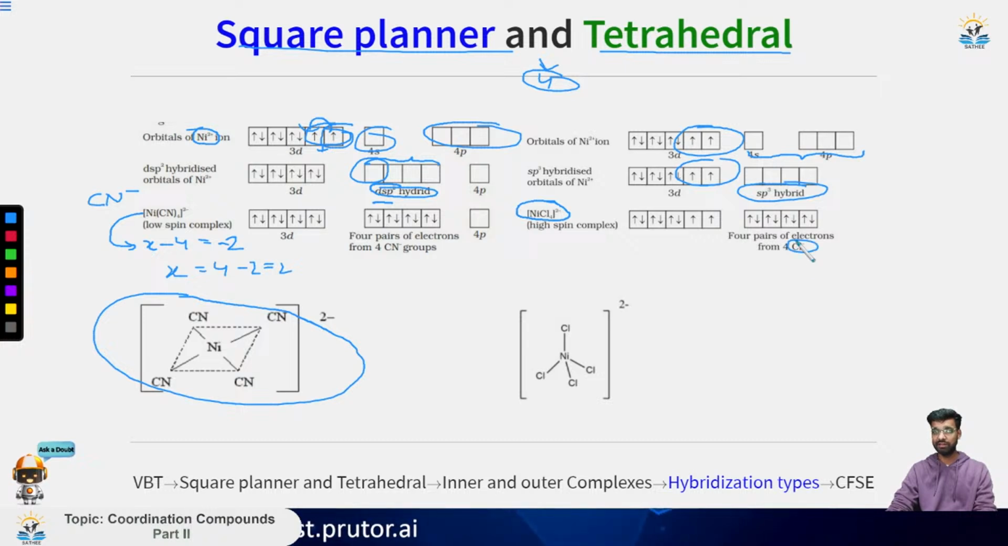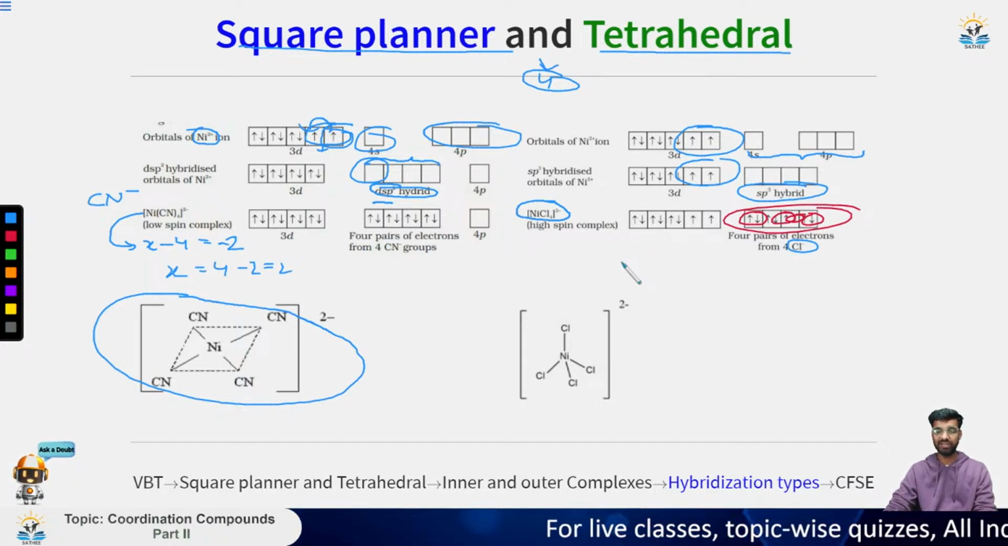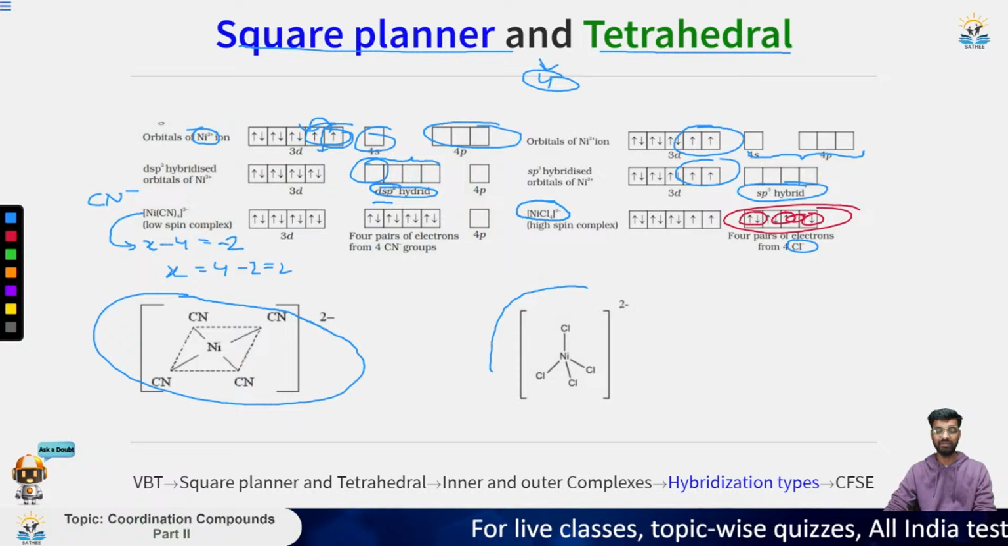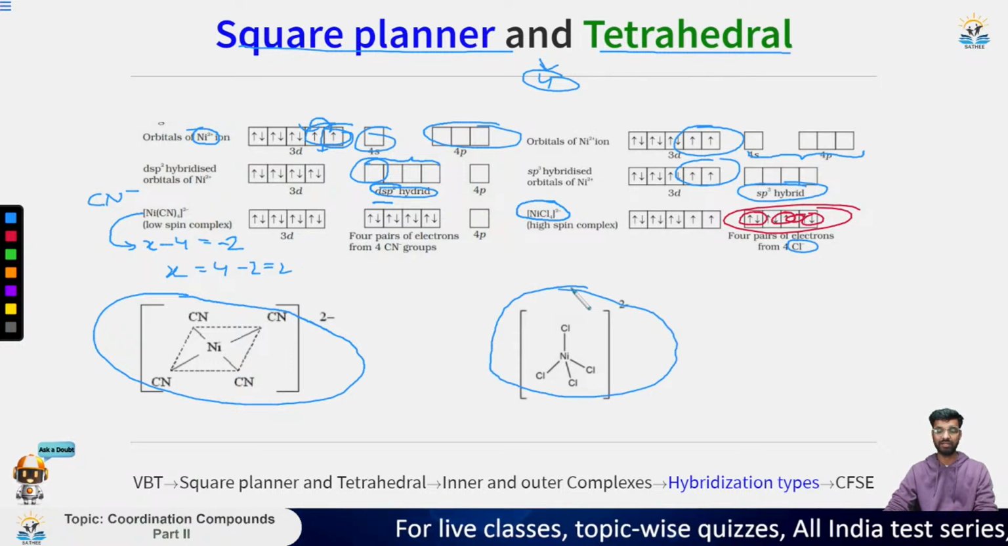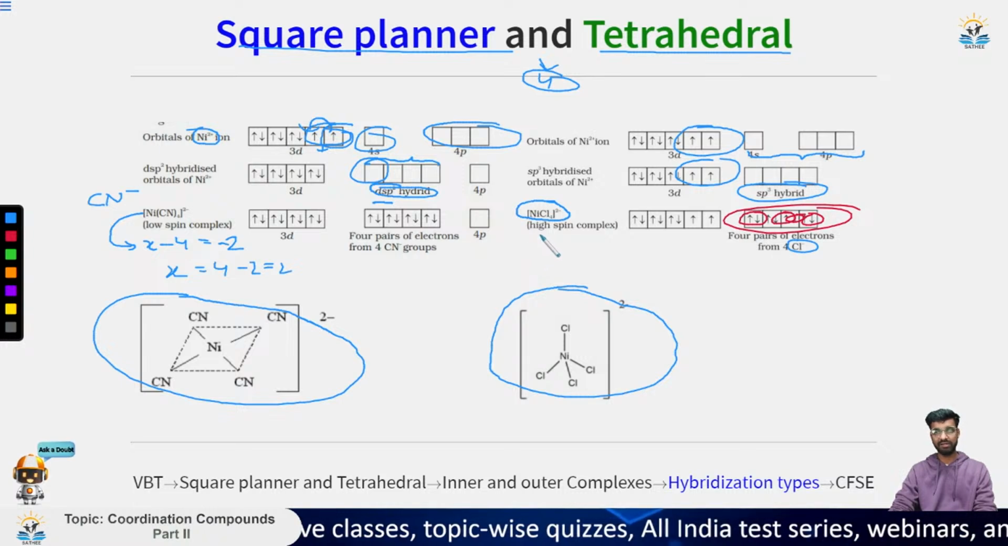Now each Cl minus donates a pair. So these are the 4 pairs that are donated. So 1, 2, 3, and 4. These 4 pairs are donated by Cl. Now since we have sp3 hybridization, it will have a tetrahedral shape as given in the structure. So this is the square planar and tetrahedral.